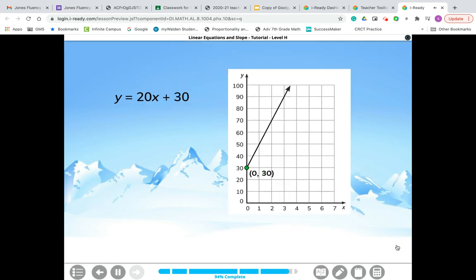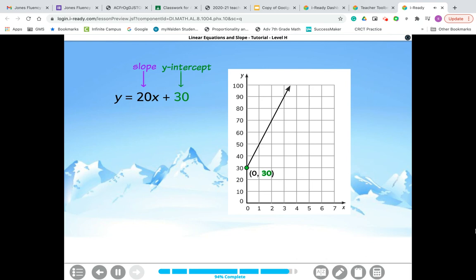So, just by looking at the equation of a line, we can find the slope and the y-intercept of the graph. Yup, the coefficient of x tells us the slope of the line, in this case 20. The amount we add to the x term is the y-intercept. Right, and just by looking at the graph, we can figure out the equation of the line.